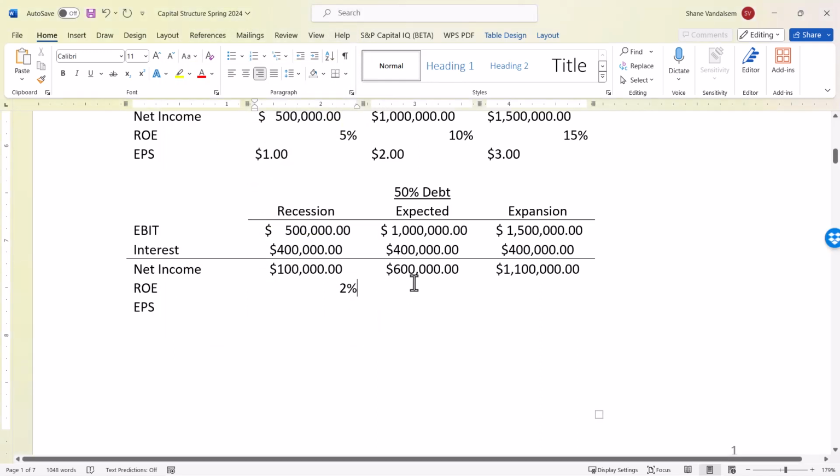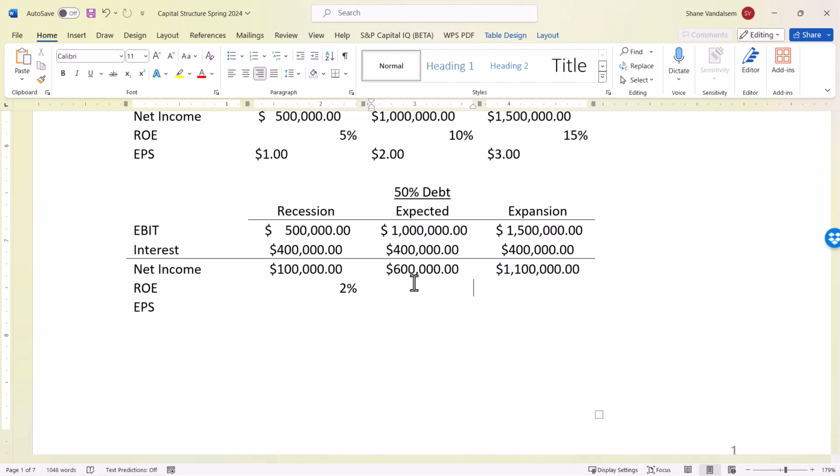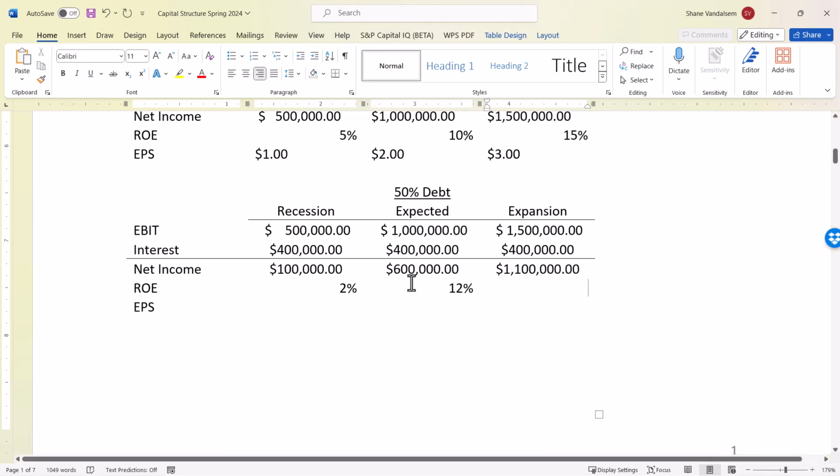In the second case, we have $600,000 worth of net income divided by that $5 million. And that's actually going to give us a return on equity of 12%. So 600,000 divided by 5 million would give us a 12% return on equity. And then finally, in the last case, we have 1.1 million in net income and $5 million in equity. And so dividing the 1.1 million by 5 million would give us a return on equity of 22%.